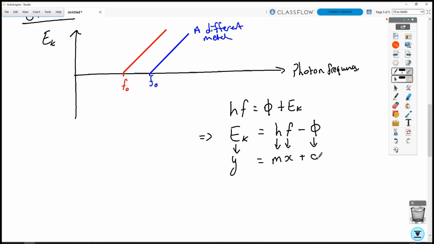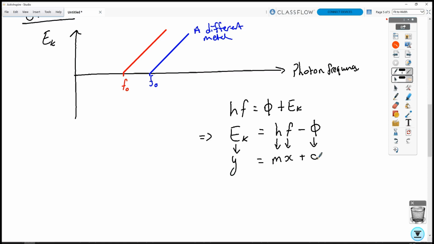Well, that shows us that h, Planck's constant, is the gradient. That's why the second line is parallel to the first line. That also means that no matter what material I test this with, every single line will be parallel, because the gradient of the line is Planck's constant. It is a constant. It does not change. What does change, though, is the intercept. The intercept is given by what? The negative of the work function.